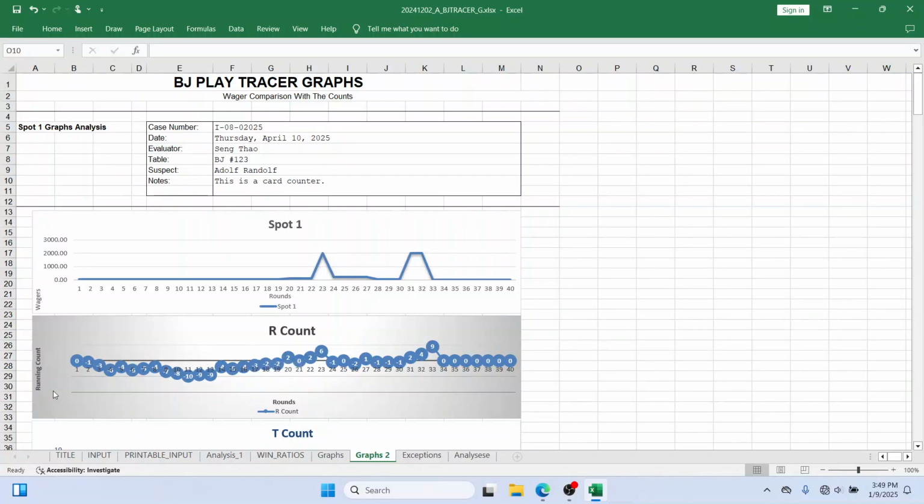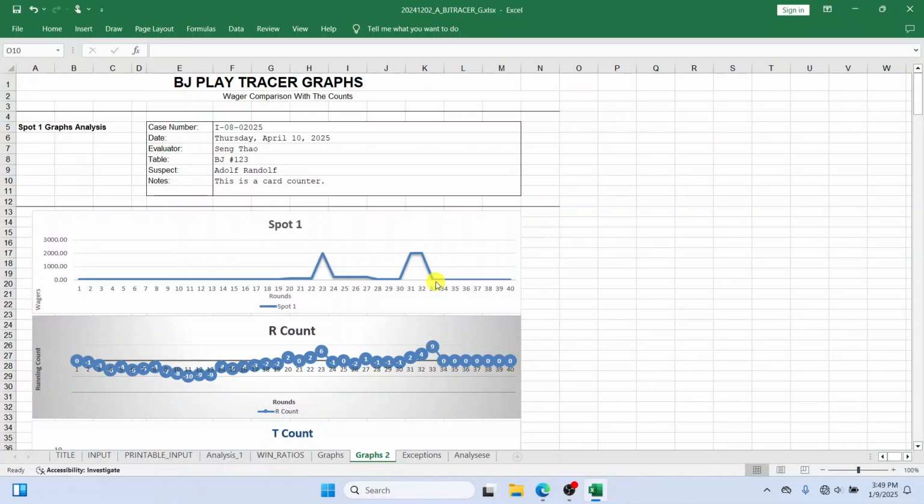Okay, so you can see here the running count, it shows you the numbers here, and as it climbs around 23, climbs to positive 6, you can see that player on round 23 fluctuate their wager up to $2,000 here. Okay, and they did the same during the 31, 32, and 33 rounds.